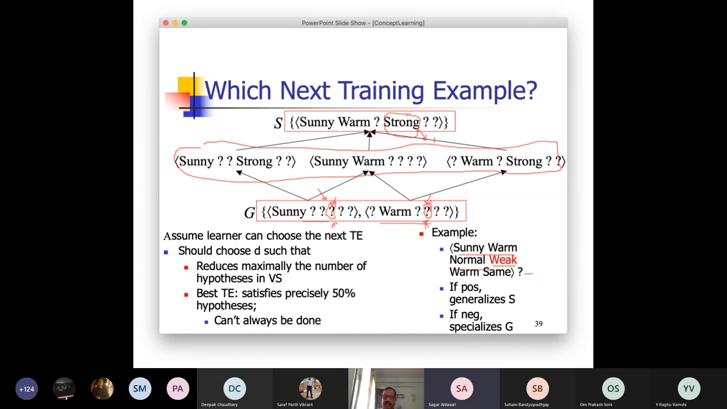Yes, sir. If this is the same example you are giving, see, if it is negative, then you don't bother. No, it is already rejected by the hypothesis in S. In S, I'm changing the strong one to the weak one. So which means there was some hypothesis which was positive at weak, right? Yeah. Suppose it was here.